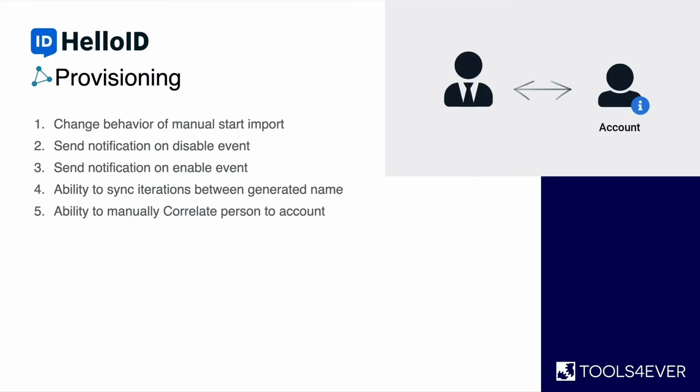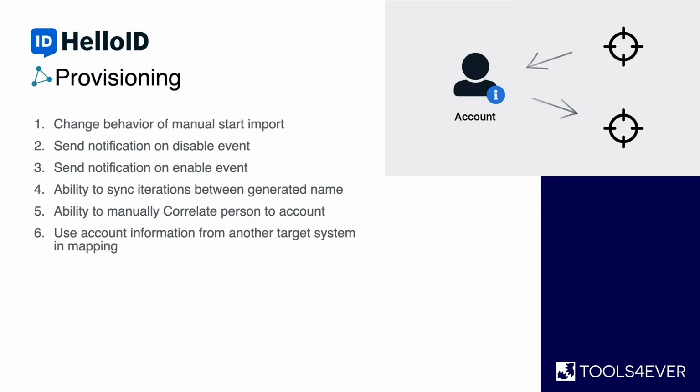We also have the option to link accounts that are not correlated. You could already see the accounts that were not correlated, unlinked, but you had no option to link them. Now you can link the uncorrelated accounts. The last option is the most advanced one. With this option, you can pass account information from one target system to another target system.